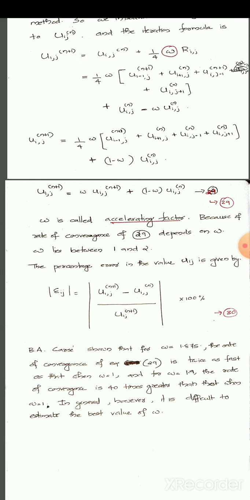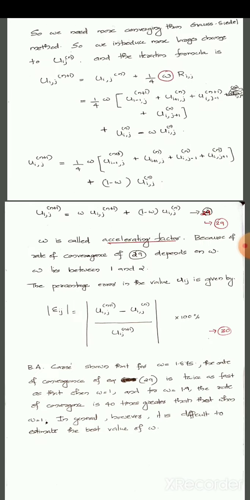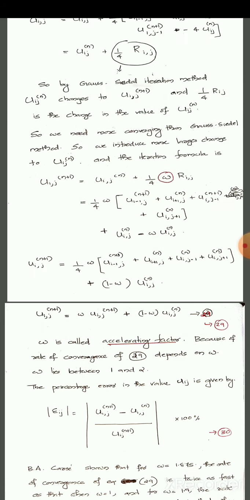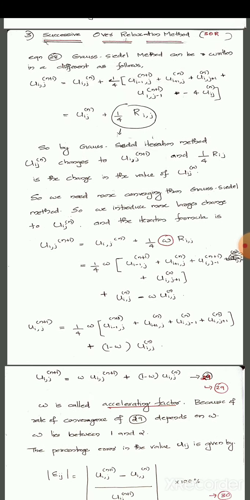It has been shown that for omega equal to 1.875, the rate of convergence of equation number 29 becomes twice as fast as that for omega equal to 1. For omega equal to 1.9, the rate of convergence is 40 times greater than when omega is equal to 1. In general, however, it is difficult to estimate the best value of omega. So simply, in the SOR method, omega determines the convergence. So the accelerating factor is very important in the SOR method. So that's all. Thank you.